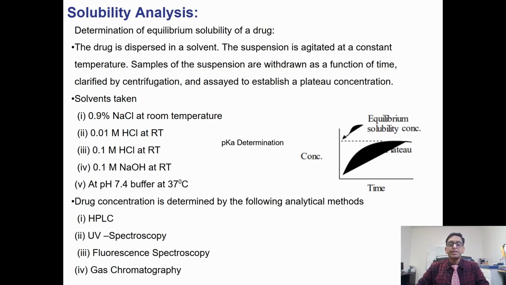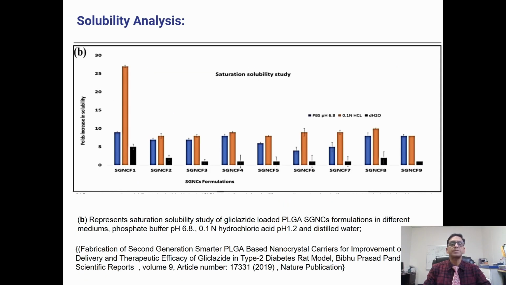Once the drug concentration has reached the plateau or equilibrium state, it is determined by analytical methods. Many analytical methods can be adopted, such as high performance liquid chromatography, spectroscopic methods, fluorescence spectroscopy, or gas chromatography techniques, for analysis of the solubility of a drug substance.